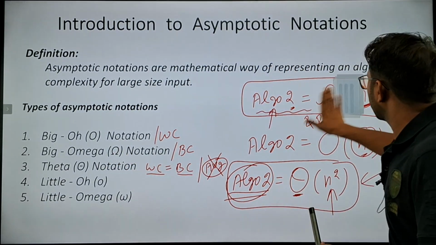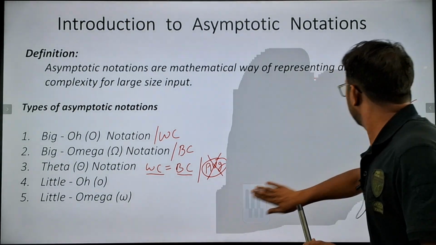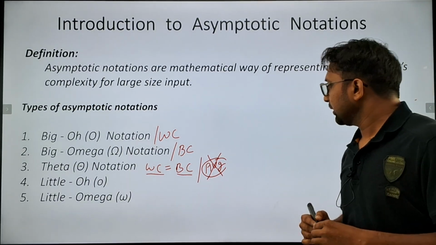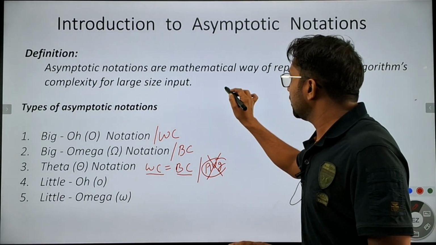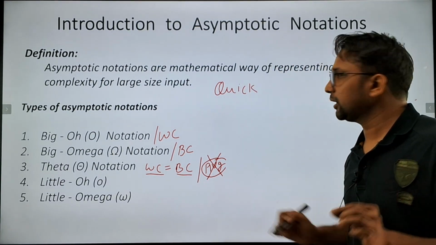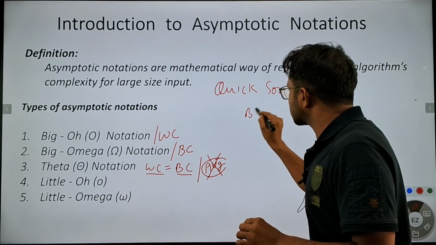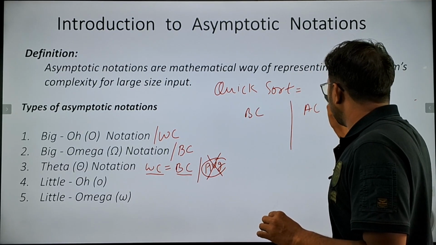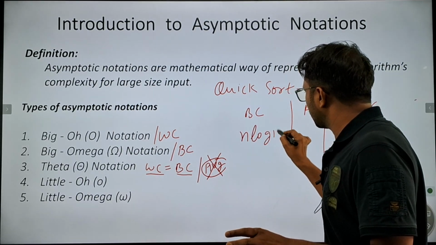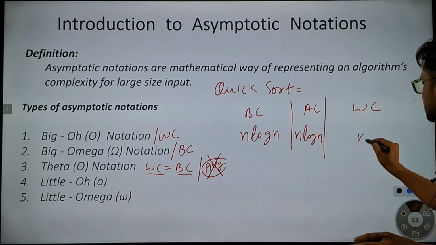Let me show you this with one example. I can take the example of one popular sorting technique, quick sort. If you don't know, you can note down that quick sort is the best sorting algorithm. If we talk about the best case, average case and worst case time complexity of quick sort, the best case is n log n. You can note it down. Average case is also n log n, and worst case is n square.